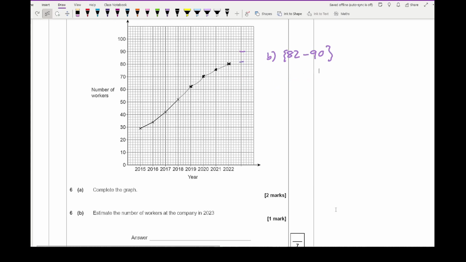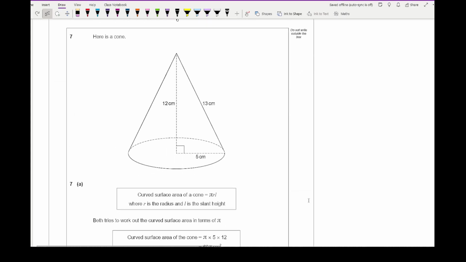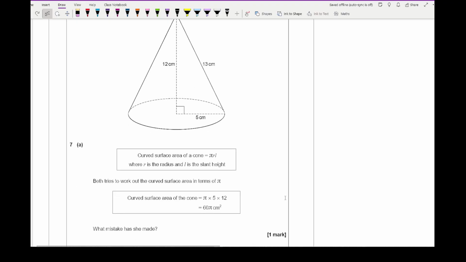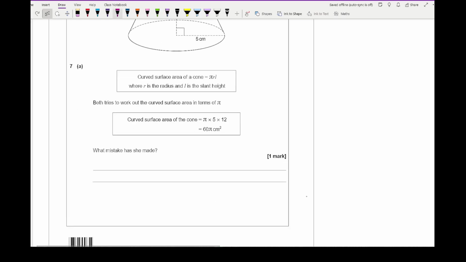Moving on to question 7, it says here is a cone, and the curved surface area of the cone is pi r L, where r is the radius and L is the slant side. Beth tries to work out the curved surface area in terms of pi, and she's done pi times 5 times 12, which equals 60 pi centimetres squared. What mistake has she made? Well, the mistake that she's made is that L is 13, not 12. So you just want to write something along those lines.